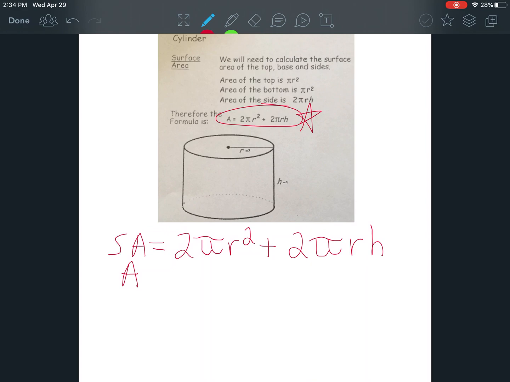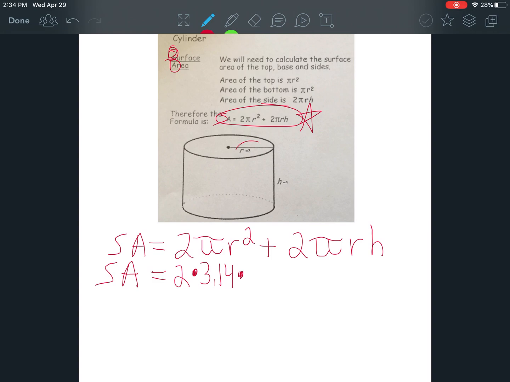Sometimes you may see it as SA, like that, and that would just stand for surface area. So you have the S up here and the A right there. And then the surface area is equal to, then we bring down our 2. Anytime there's a letter or a symbol next to a number, it means the operation of multiplication, so we use a dot for multiplication. For pi, remember we use 3.14.